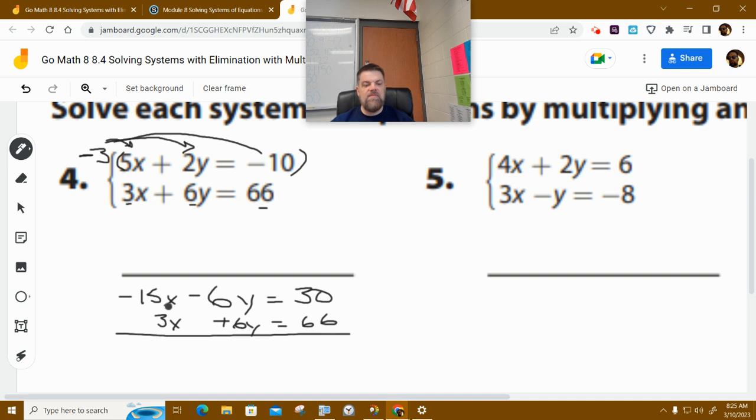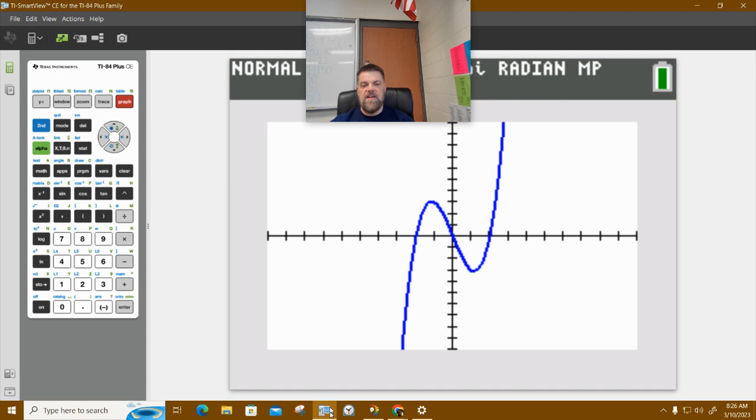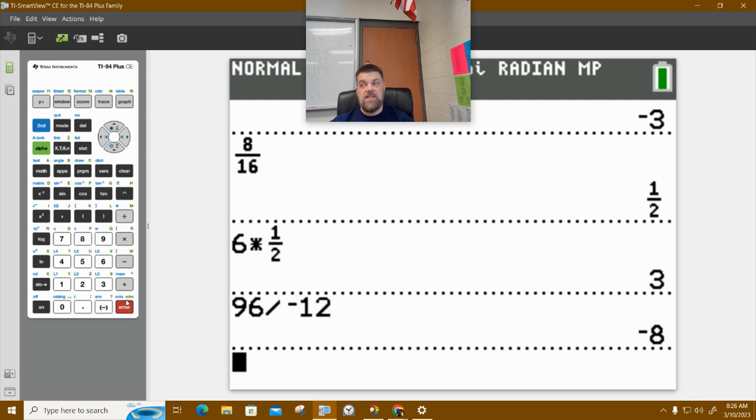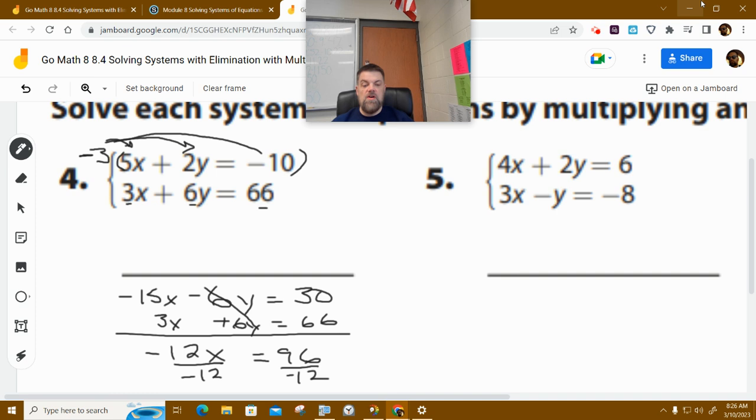So now I just add them up vertically. Negative 15 plus 3 is a negative 12x. The 6y's cancel, and that's equal to 96. I divide both sides by negative 12. I think it's 8, but let's double check, okay? Or negative 8, I should say. So I'm going to go into my handy dandy calculator and say 96 divided by negative 12. It's negative 8. So x equals negative 8.